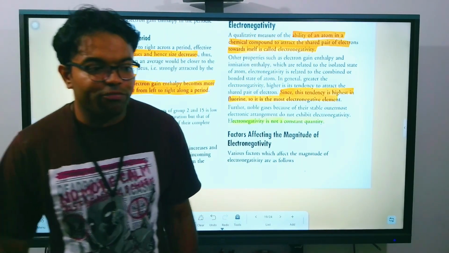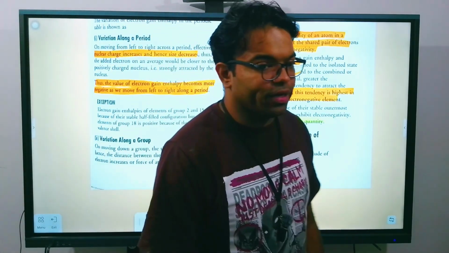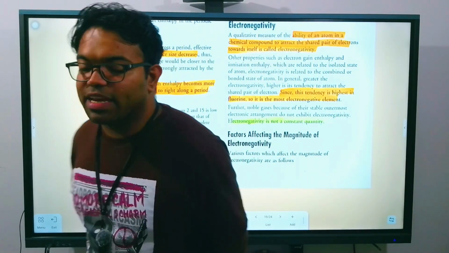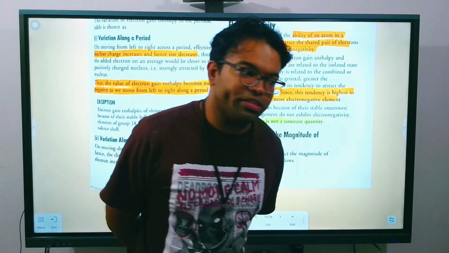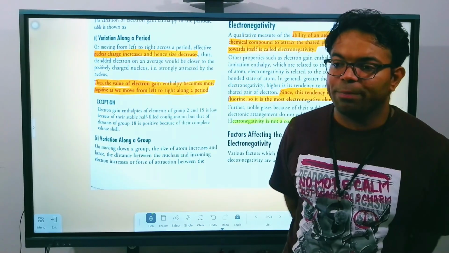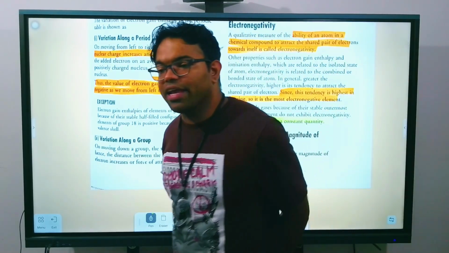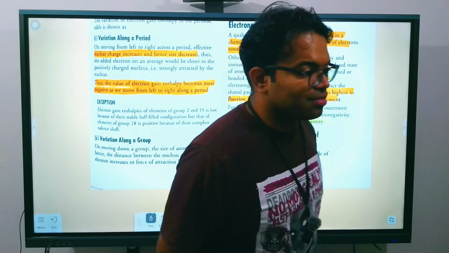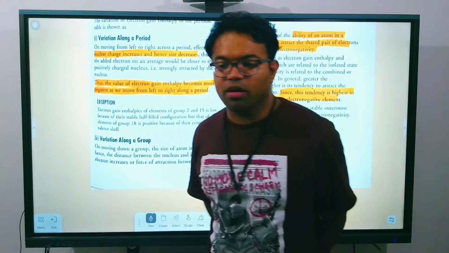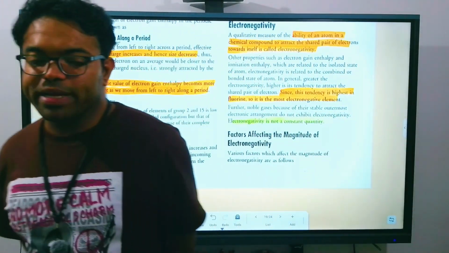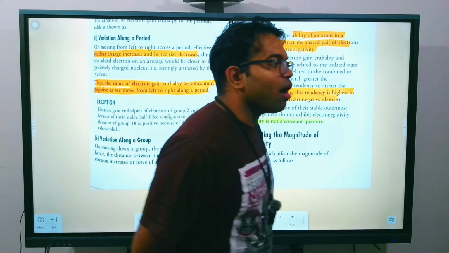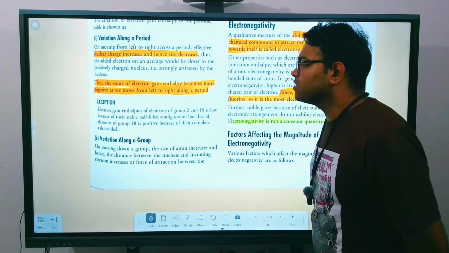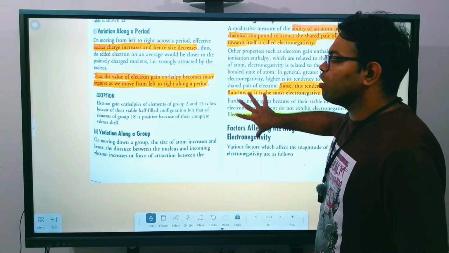Because it has a completely filled 2s2 orbital. Similarly, why nitrogen? Because it has an electronic configuration of 2s2 2p3, so 3 electrons in the p orbital, thus a higher electron gain enthalpy. Next, neon, obviously, because it is stable, it is completely filled, it has a packed outer shell, therefore it also has stability. Now, moving along a group.